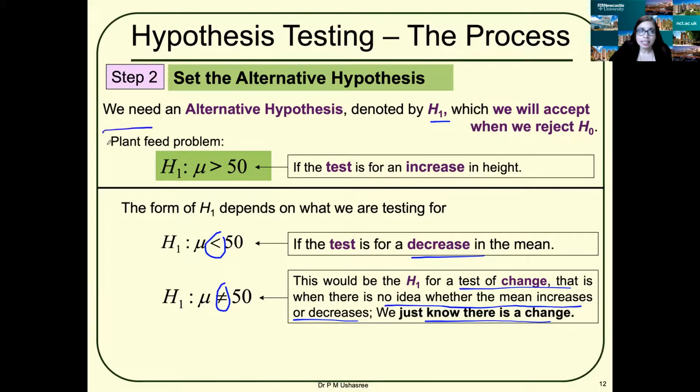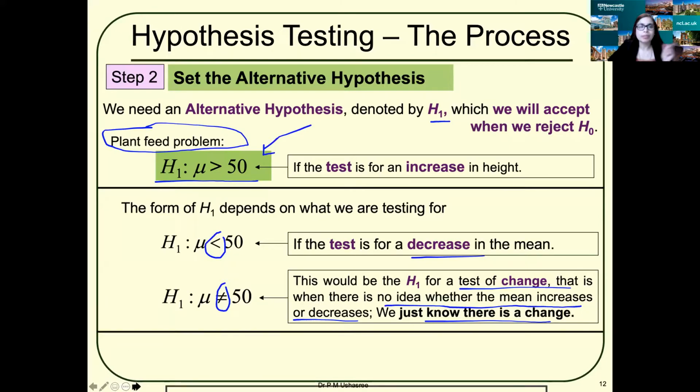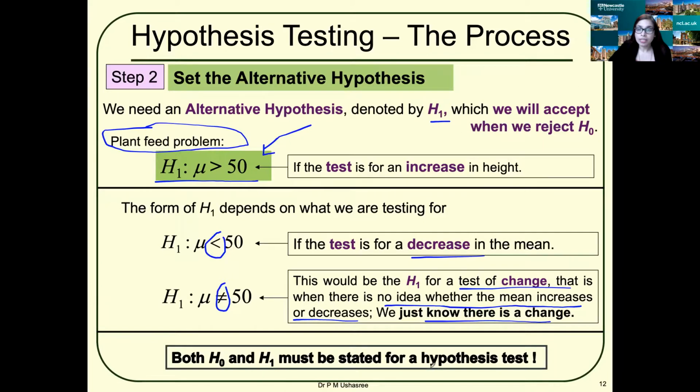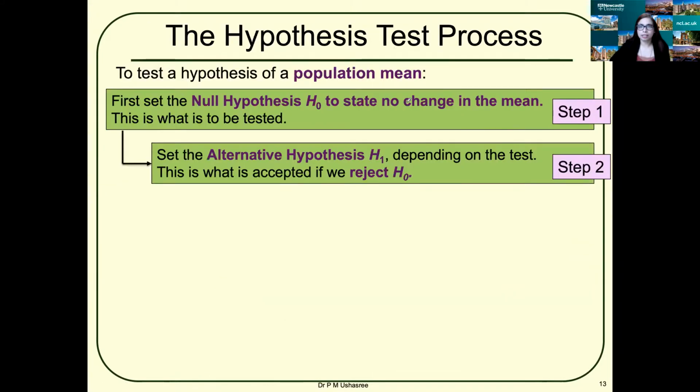And like in this example, the plant feed problem, we know that from the sample, there can be an increase in the height due to the plant feed, and we can state the alternative hypothesis as population mean is greater than 50. Okay, now we know what is the alternative hypothesis. We have set the alternative hypothesis for the plant feed problem. So we have to state this clearly when we are performing a hypothesis test.